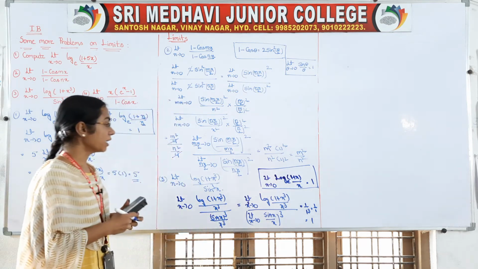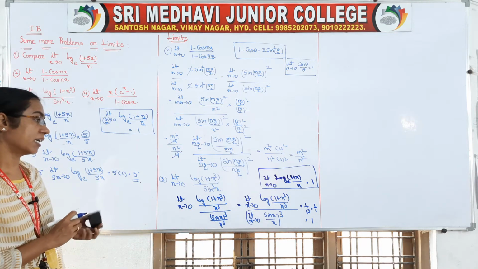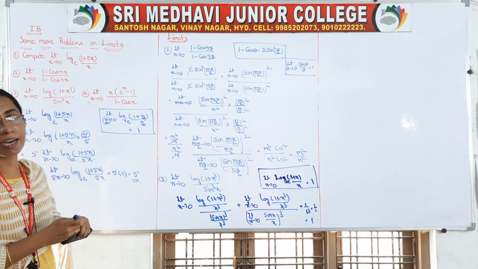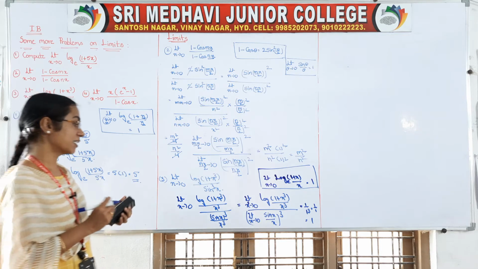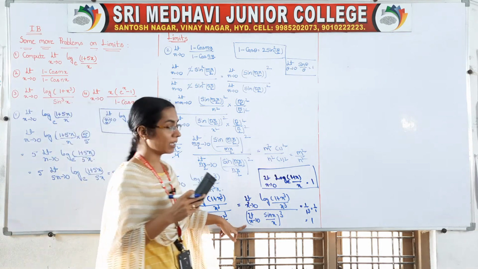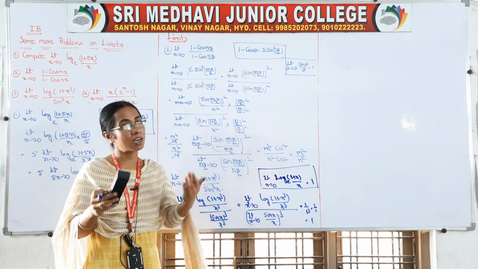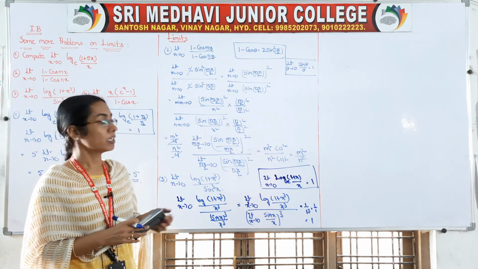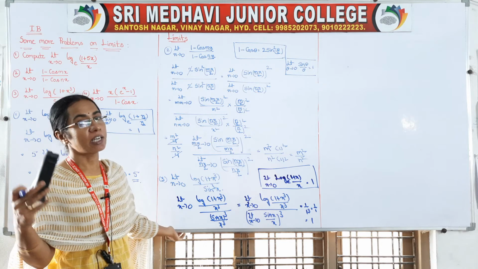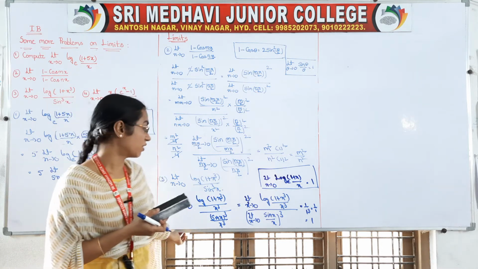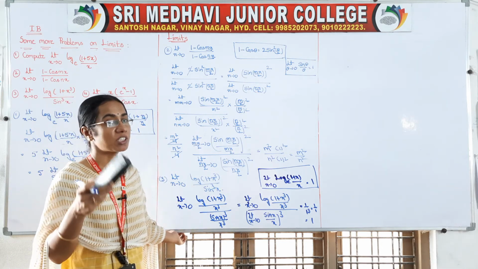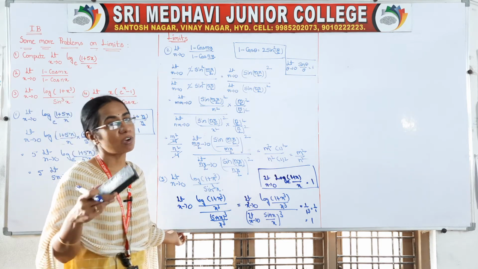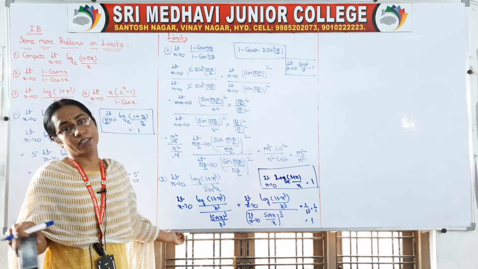Okay, so be careful. Whenever log is there in limits, we have to apply that standard formula. Whenever sine is there, we have to apply this formula. According to that, we have to rearrange the problem, right? So if anything is needed, suppose you want to divide the numerator, you have to divide the numerator as well as the denominator. Suppose you want to multiply, you have to multiply and divide.